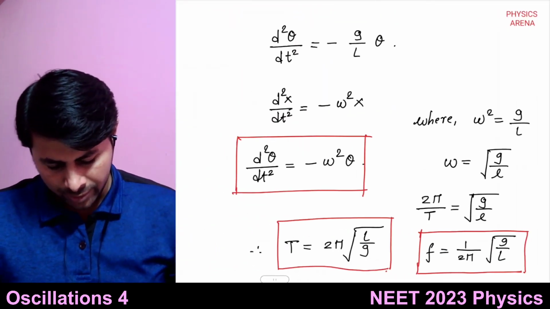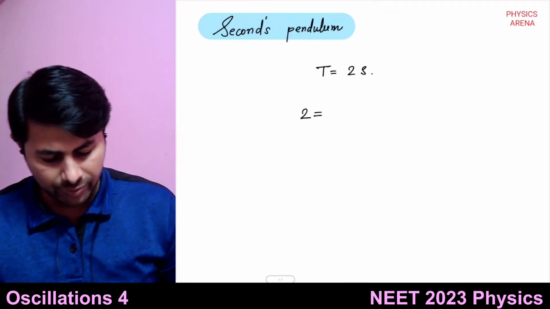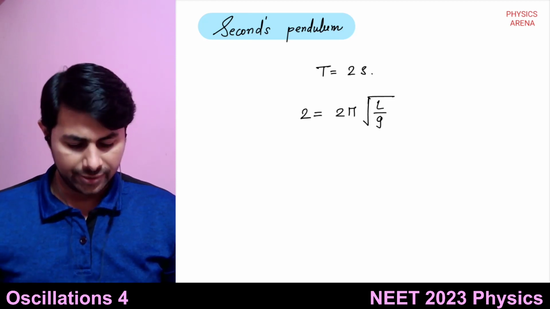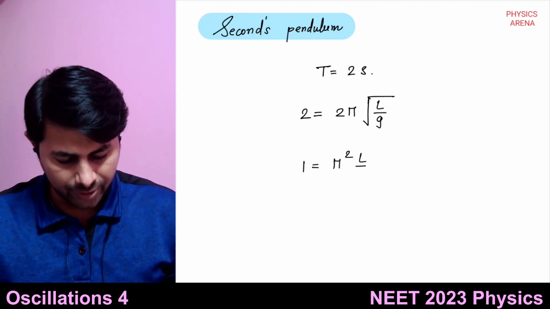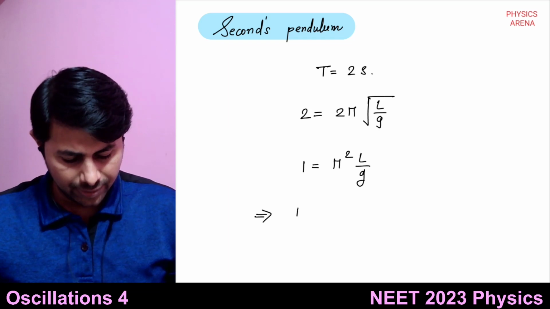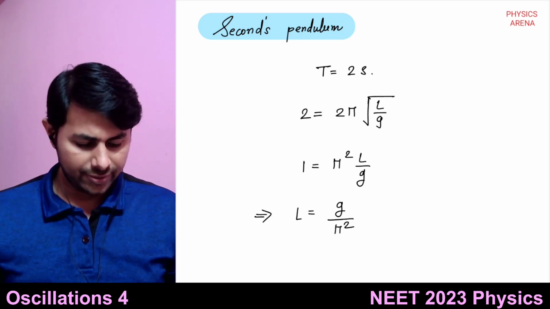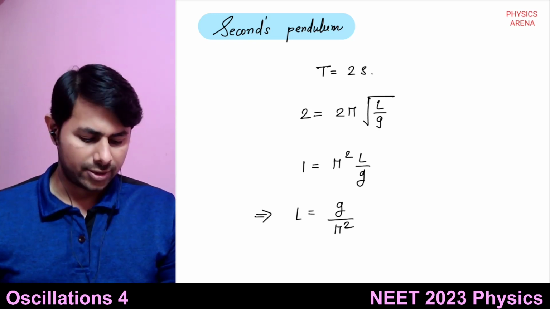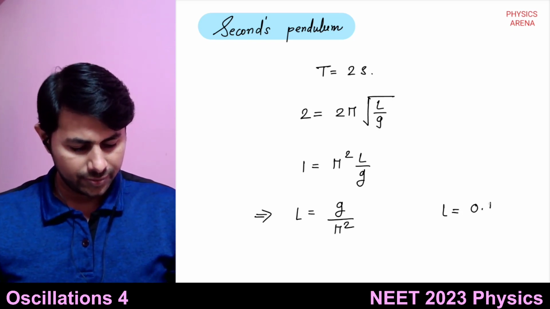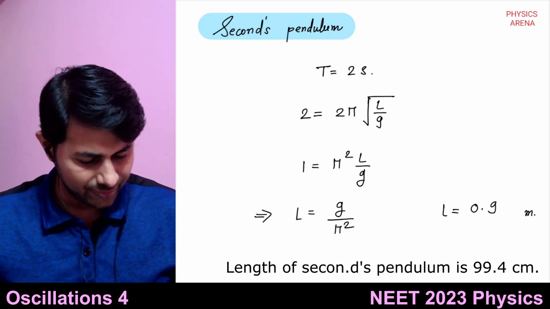So now you can put that over here, and putting that you get the length of seconds pendulum. We get 2 equals 2 pi multiplied by square root of L upon g. 2 and 2 get cancelled, then we can square it. So we get 1 equals pi square L upon g. Then from that you get the length of seconds pendulum, L is equal to g divided by pi square. So g is 9.8, pi square is near about the same, somewhat more than that. So the length of seconds pendulum is 0.9 something, in meters. The next digits we have to find out by doing calculation.